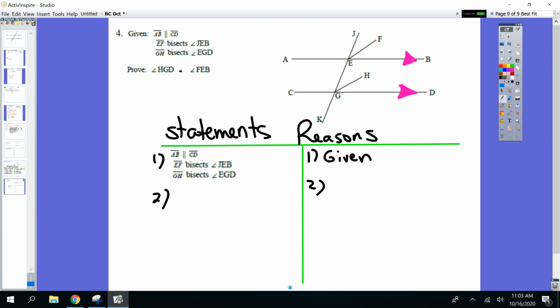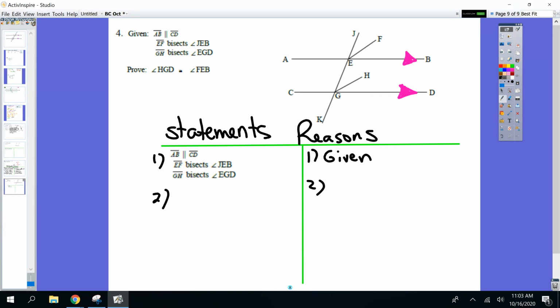Givens. Anybody want to talk about what you see in the givens from last unit that automatically signals, hey, I'm probably going to use this, Sophia? Bisect. Okay, how many angles are getting bisected? 2. So you know what's got to come up eventually? Halves of equal quantities, somewhere, probably at the end.